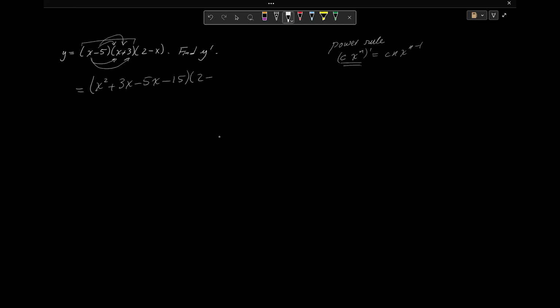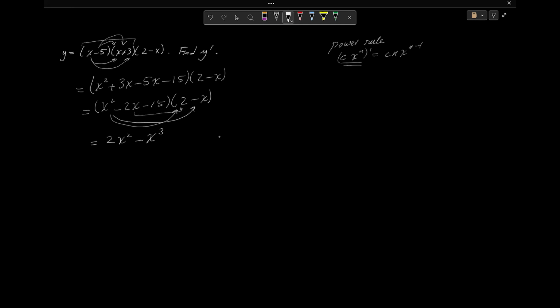Then I have the other factor sitting here. Simplify the first factor here. So we have x squared, 3x minus 5x is negative 2x, minus 15. And now I have 2 minus x over here. Again, now I expand. This times the 2, so give me 2x squared. Negative x cubed.